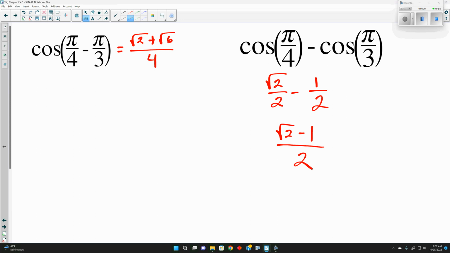Because we're looking at negative pi over 12, I think. Because this is 3 pi over 12 minus 4 pi over 12, yeah. So really the angle we're looking at here is negative pi over 12 is what we're finding. Any questions on this here?